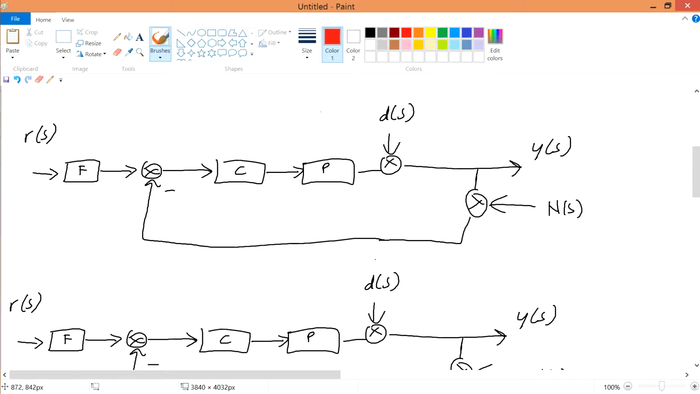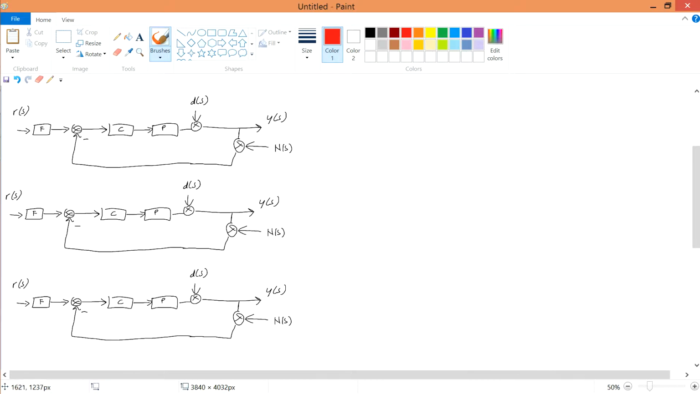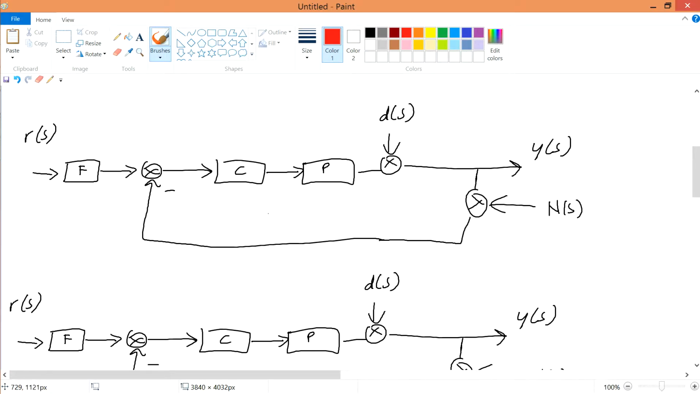In order to solve for this transfer function, I'll dissect it into three types, because there are three inputs over here. This is going into here, this is going into here, and this is going into here. So I'm analyzing in terms of inputs, and therefore I dissect the whole system in terms of input. If I want to analyze the reference signal, I'll just ignore D of S, so-called assume that they are not there.